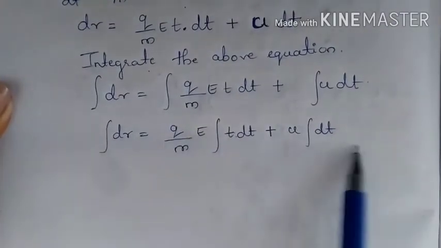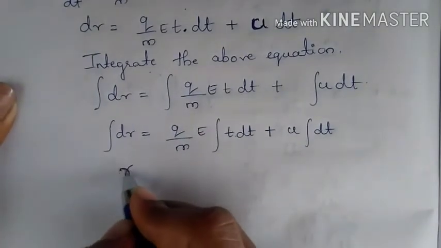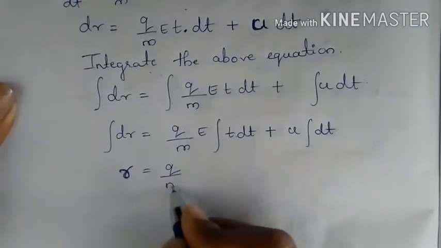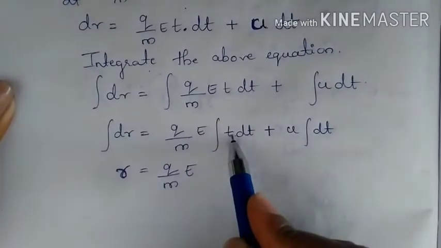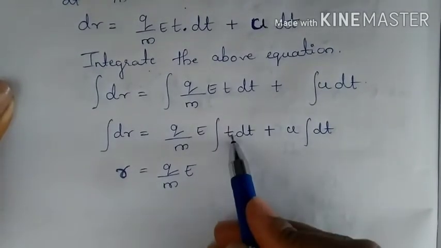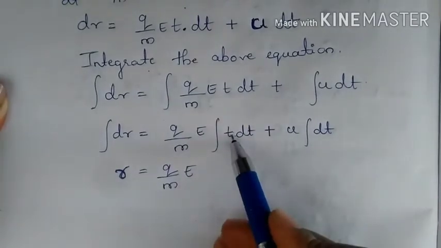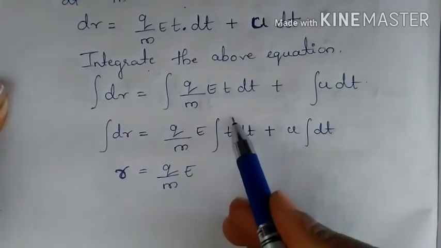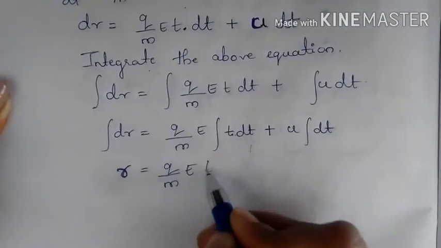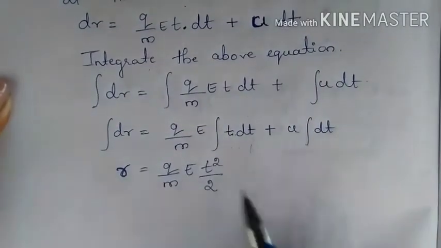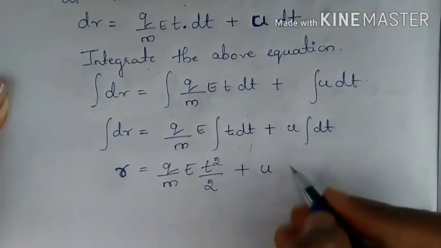So now let us integrate this equation. The integration of dr will be equal to r. Here q/m is constant. So here you have the integration of t. The integration of t will be what? t² divided by 2. How? Because if you integrate this t, you can write t to the power 1 plus 1, divided by 1 plus 1. So that gives t² divided by 2, plus you have u. The integration of dt will give t.